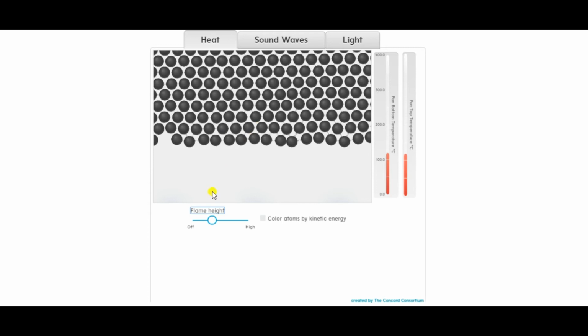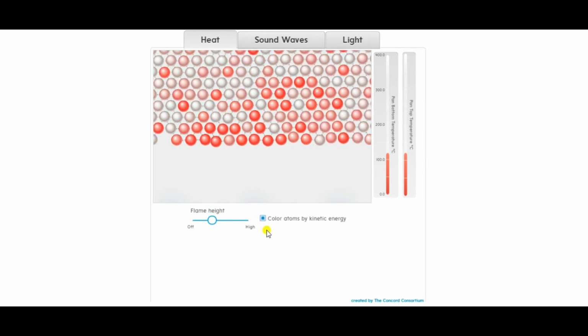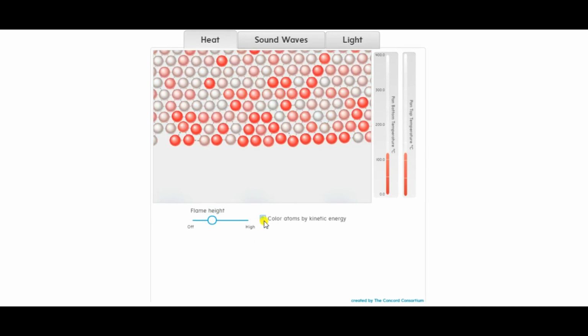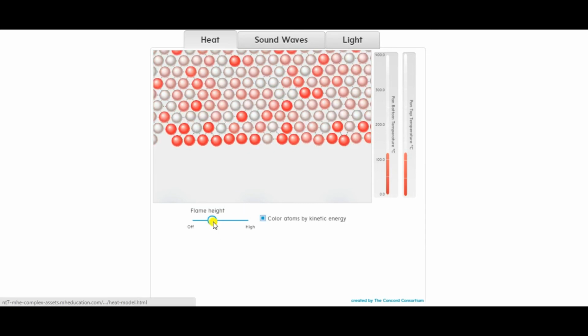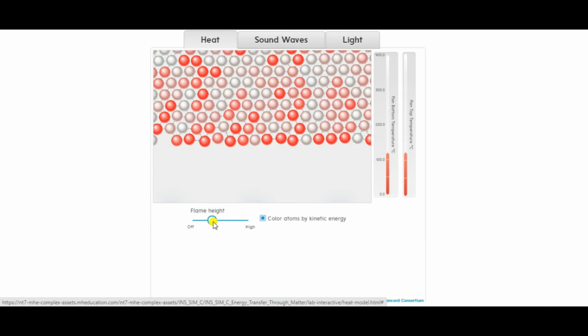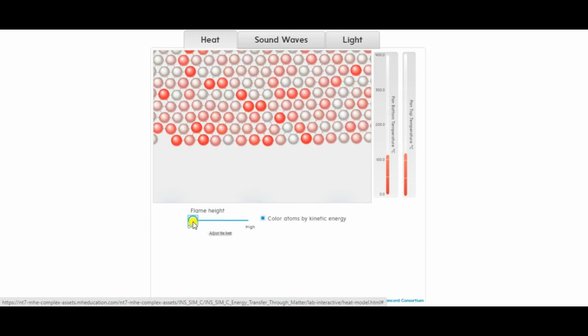Okay? Now, we're supposed to check on this one to actually see the movement or the energy of our molecules in the process. So as you can see, as I check on this box right here, I can see some movement right there. Now we're supposed to begin with our flame all the way down to off.